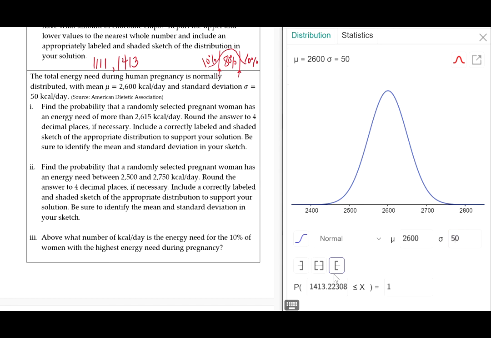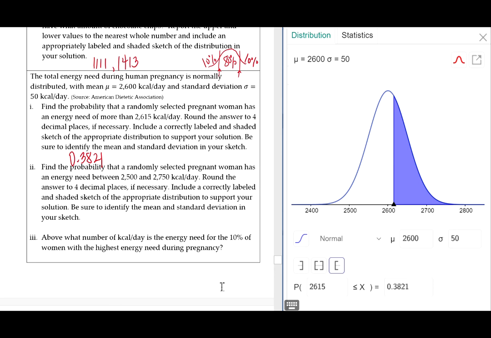And then I want more than, so I'm going to have my area shaded to the right, but I'm interested in 2615, so I'll enter that value. And then I get my probability that I need, which is 0.3821. And GeoGebra gives me my shaded picture. My mean is 2600 and the distance to the inflection point is 50.